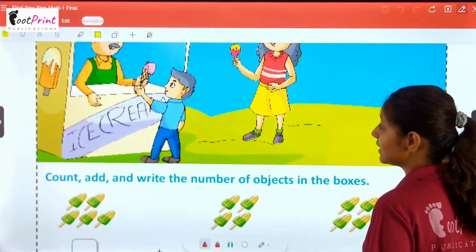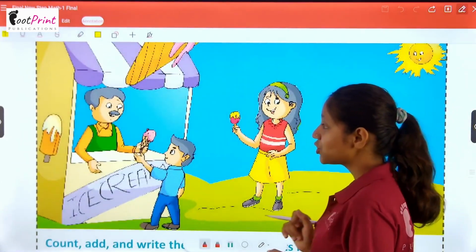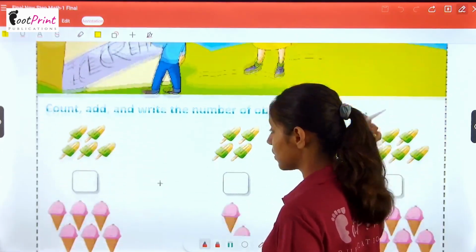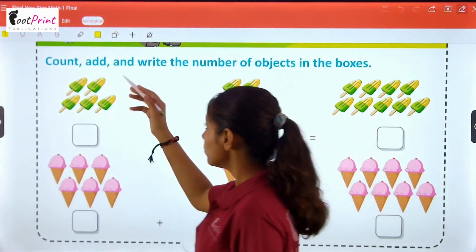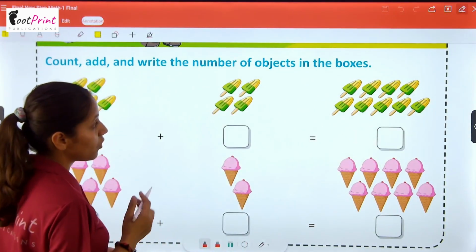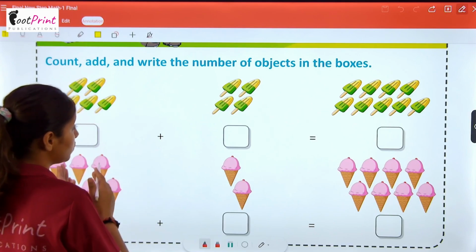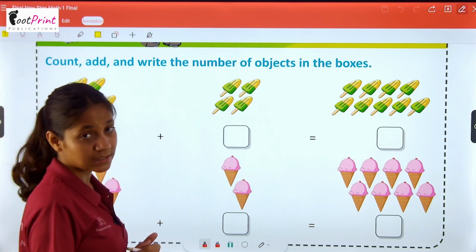As you can see here on the board, there is a picture of an ice cream seller and the kids around us. Count, add and write the numbers of objects in the boxes. यहाँ हमें क्या करना है? काउंट करना है and then हमें उनका सम लिखना है.